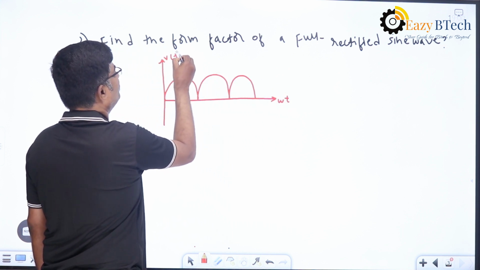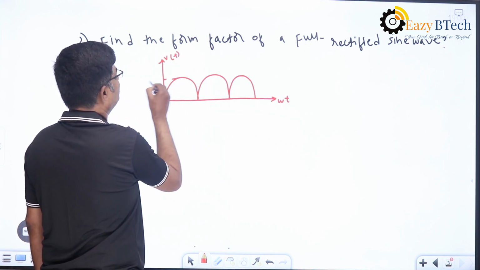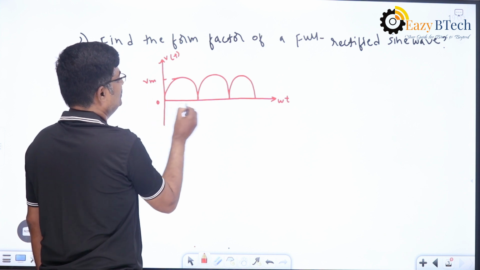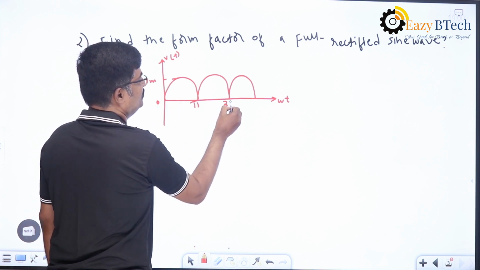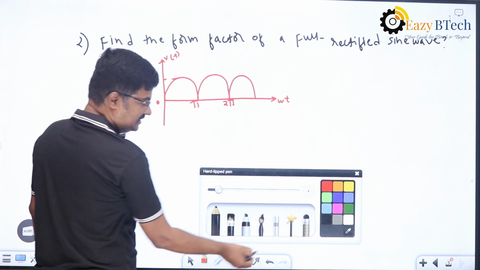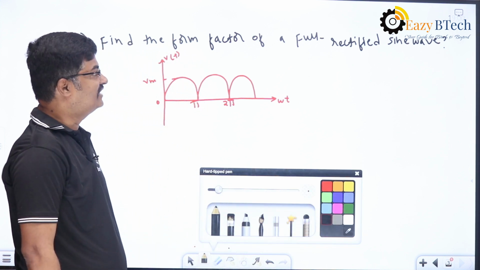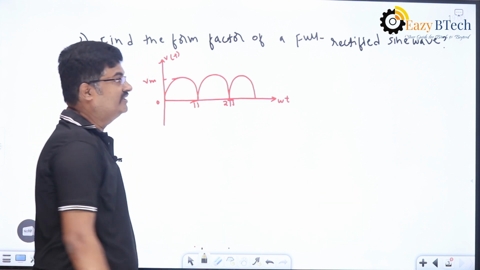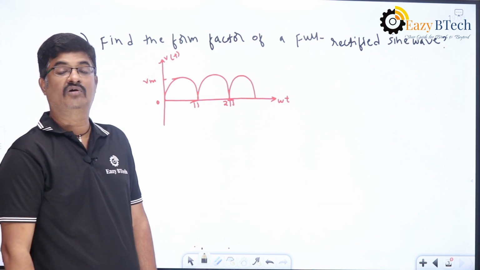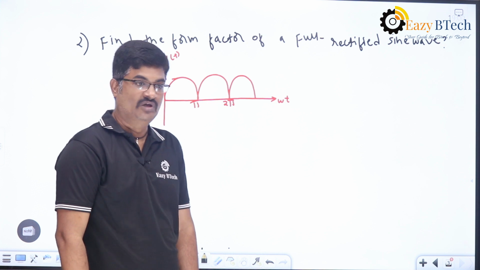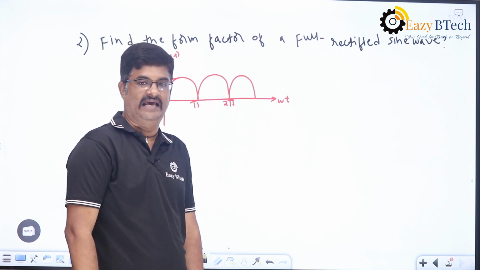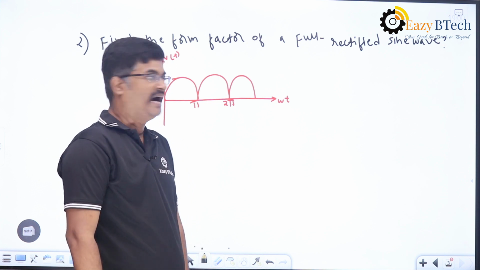Here I am taking V of t. Here the maximum value is equal to Vm, with 0, pi, 2 pi. This is the case he has given. Simply he is asking to find the form factor of the full rectified sine wave. So here I know form factor is equal to RMS value by average value. So here in this problem I will be calculating the average value as well as the RMS value.